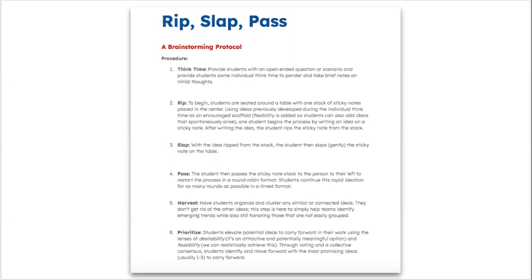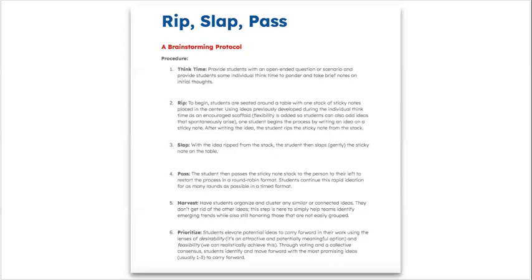They, in turn, will write down an idea, whether it came from their journaling or it's a new idea that's emerging. They'll write that idea quickly on the sticky note. They'll rip it off the stack. They'll slap it in the center of the table. And of course, they'll pass it along to their neighbors. So in a round robin format, students will have a chance to collect and identify a lot of different ideas.